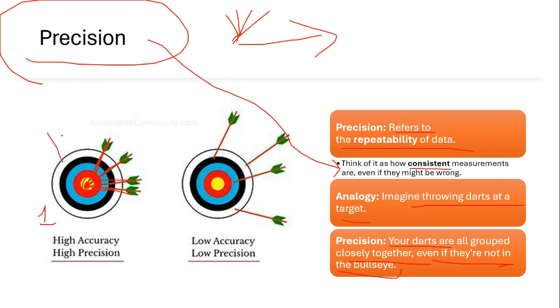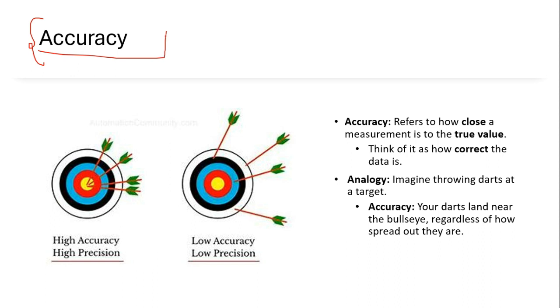In some cases maybe they are also closely placed like here. In this case the measurements are precise, but they are far away from the center, so they are not accurate. And when the darts are not closely placed and also not accurate, then there will be low accuracy and low precision. And the next term is accuracy.